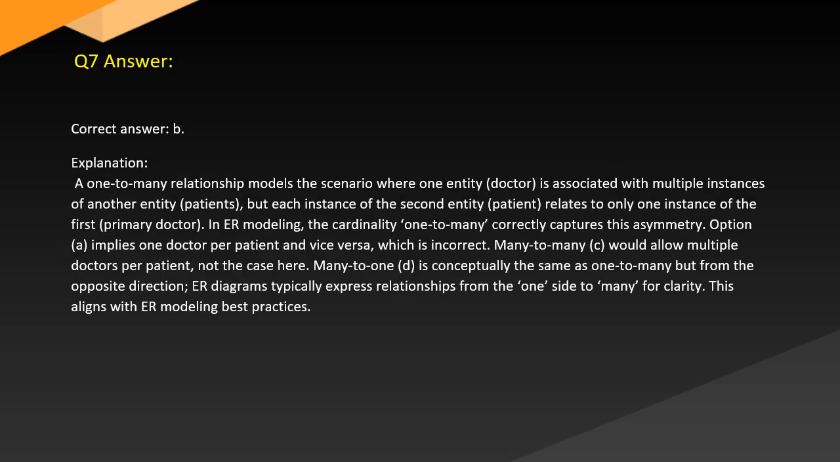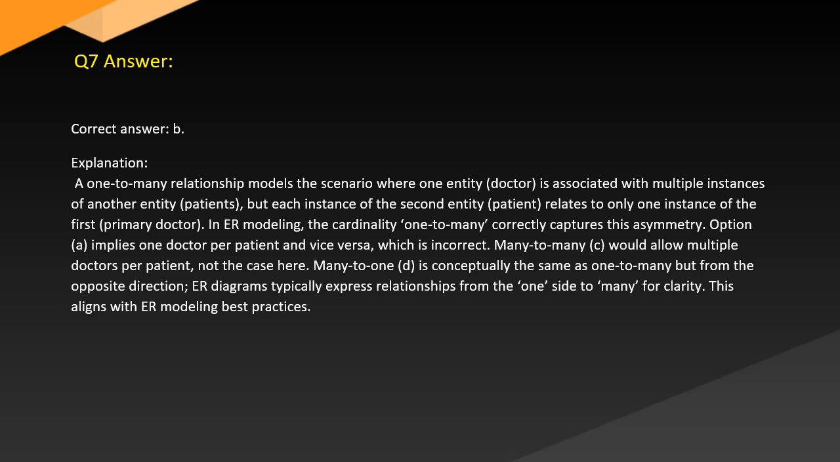Answer. Correct answer. B. Explanation. A one-to-many relationship models the scenario where one entity, doctor, is associated with multiple instances of another entity, patients, but each instance of the second entity, patient, relates to only one instance of the first, primary doctor. In our modeling, the cardinality one-to-many correctly captures this asymmetry.